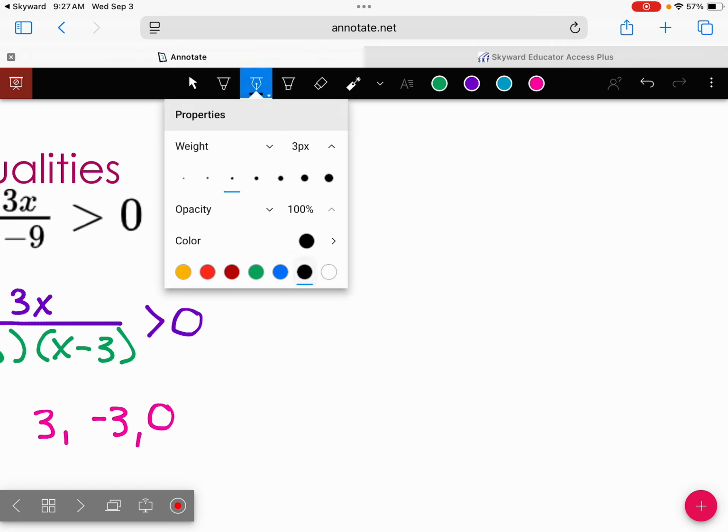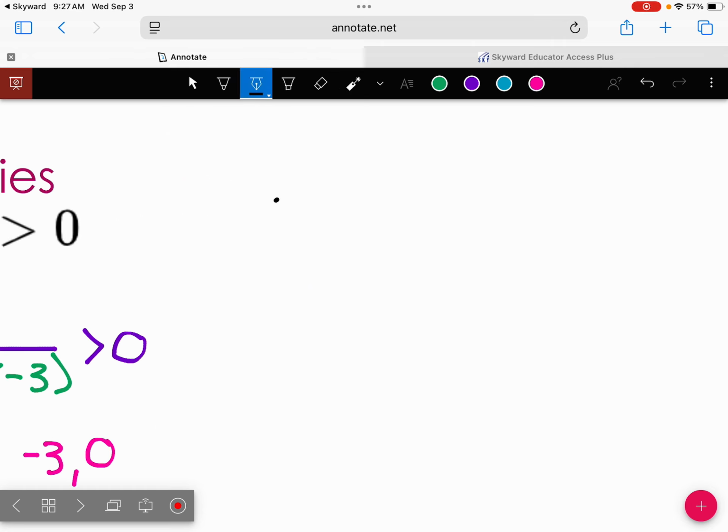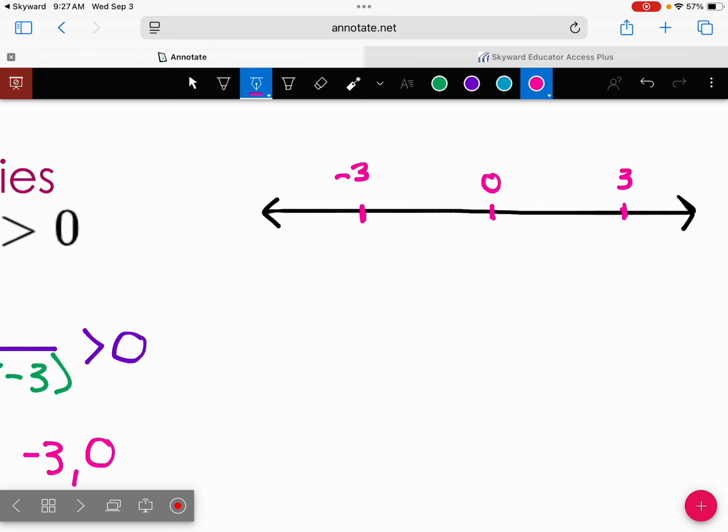So I'm going to draw my positivity table. And I'm going to put these in numerical order. I always start with my smallest one. I want the pink. There we go. I'm going to have my -3. Then we're going to have our 0. Then we're going to have our +3.